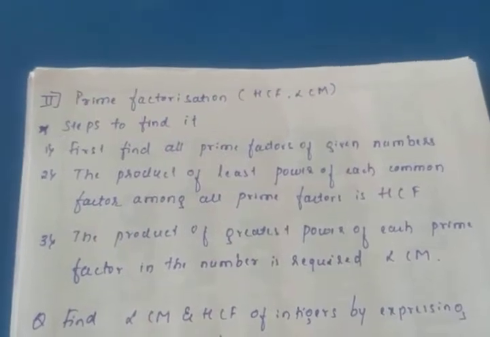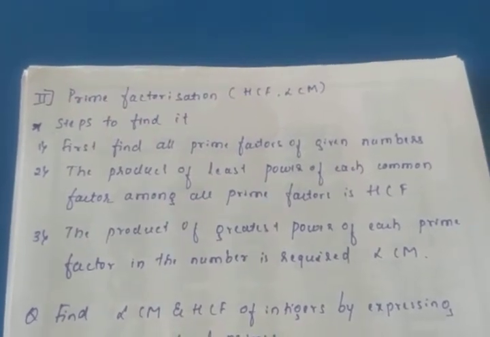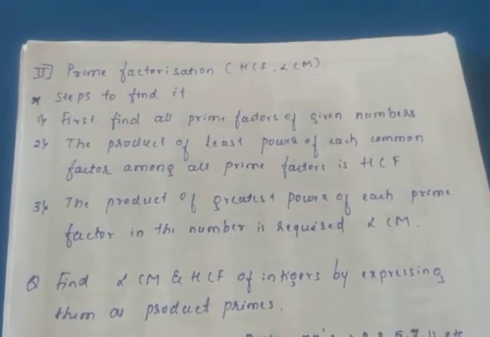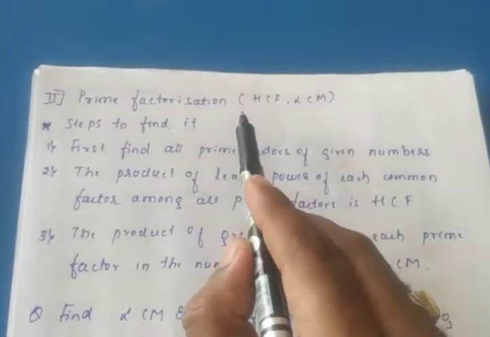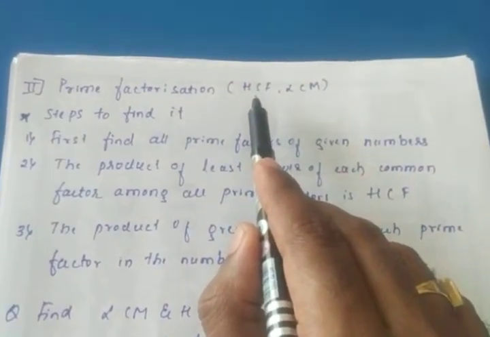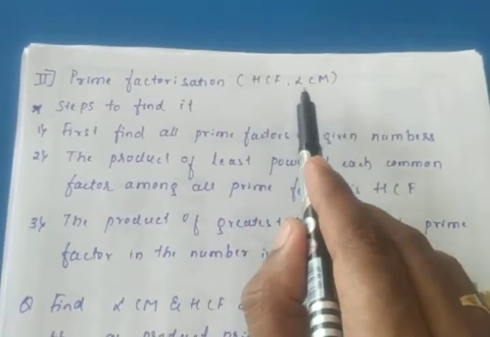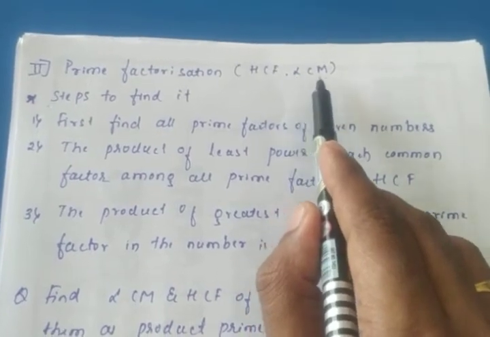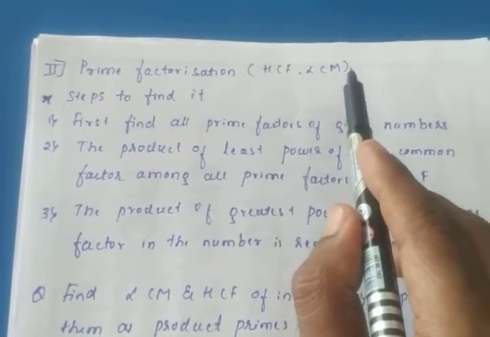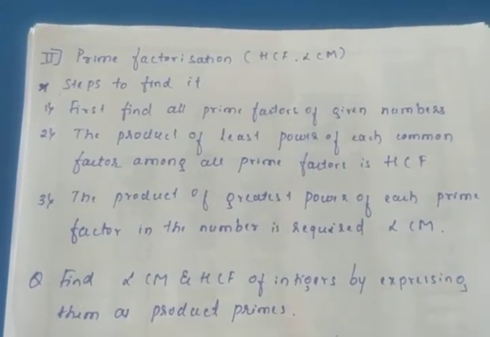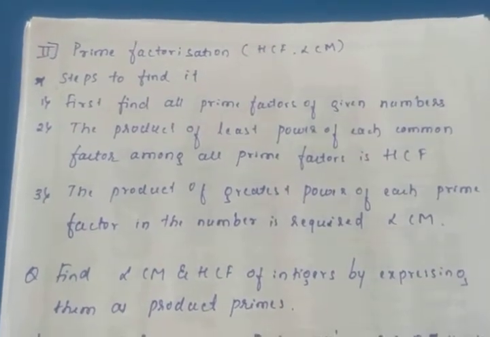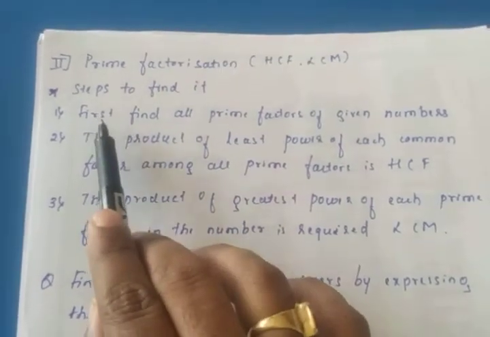So, in the real numbers, we are going to study the second concept, that is prime factorization. In prime factorization, we are going to find out the highest common factor and the least common multiple, that is LCM. The steps to find the HCF and the LCM by the prime factorization method are as follows. The first one is what?